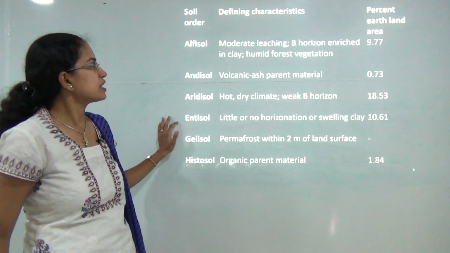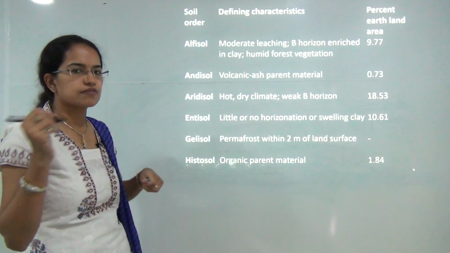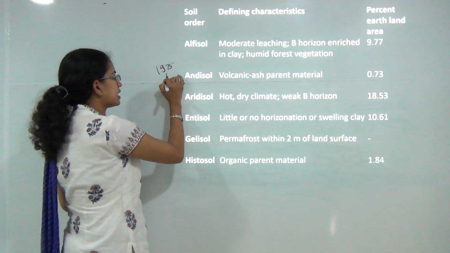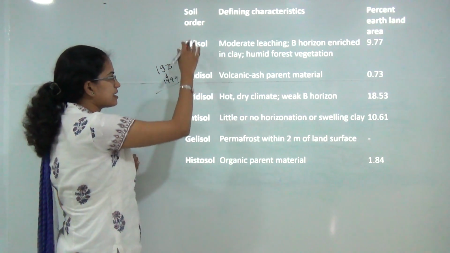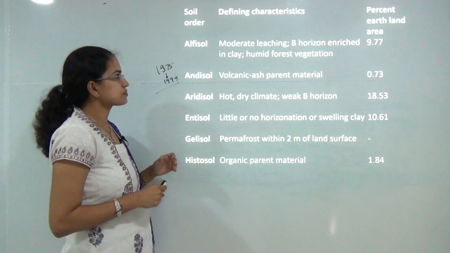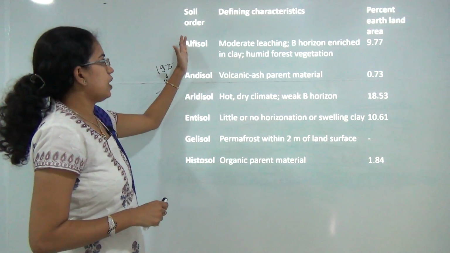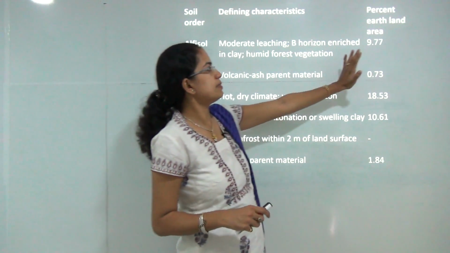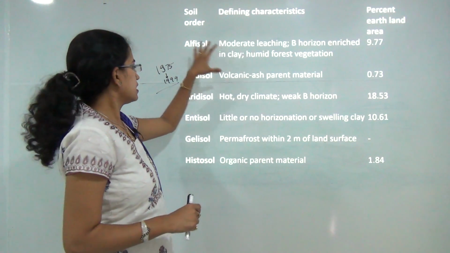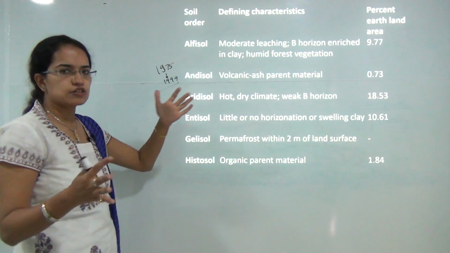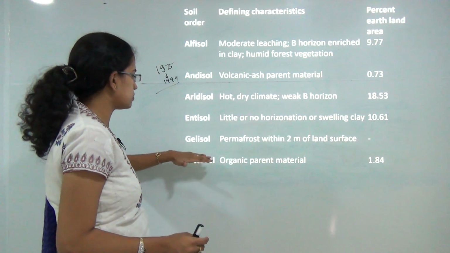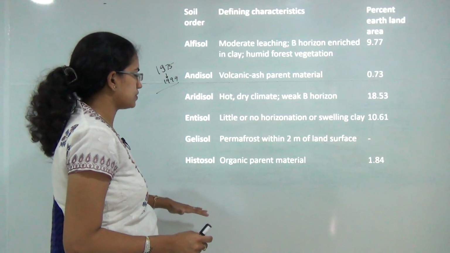Based on that, you had a new USDA classification that was propounded in 1975 and further refined in 1999, and that led to a 12-point classification of the soils. So you have the various soils and the percentage of the area they occupy on earth and the basic characteristics. Now we will be covering these in sets of 6 each. So you have Alfisol, Andisol, Aridisol, Entisol, Gelisol and Histosol in the first round.